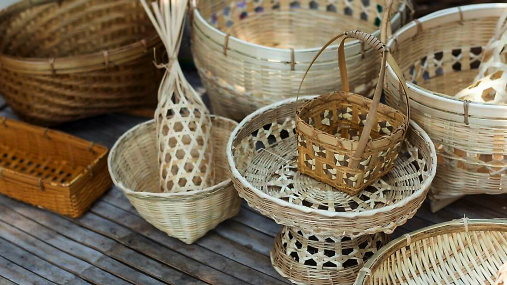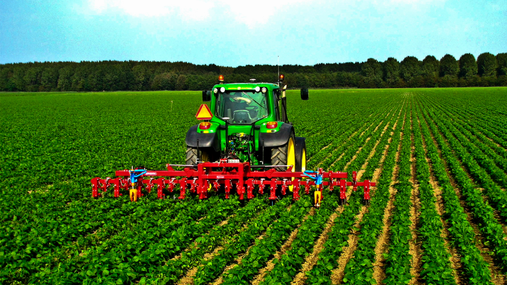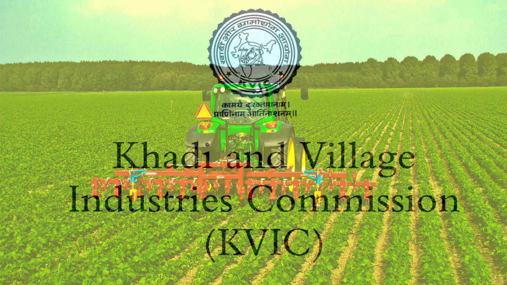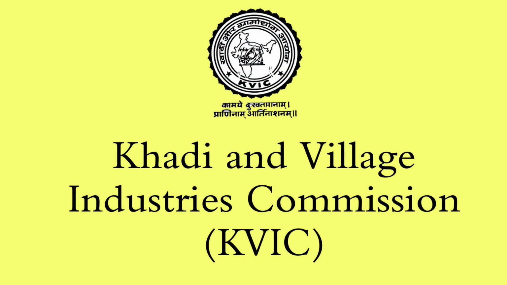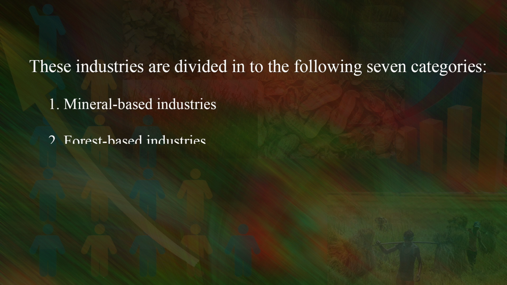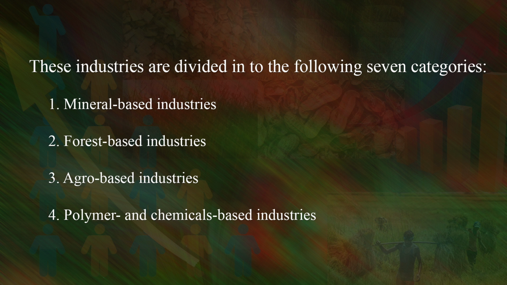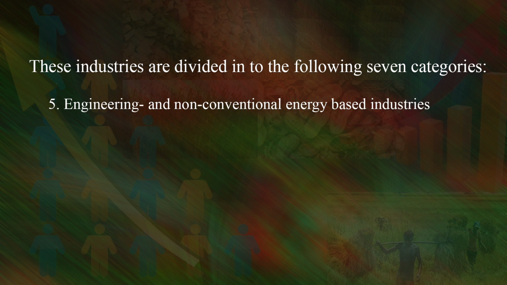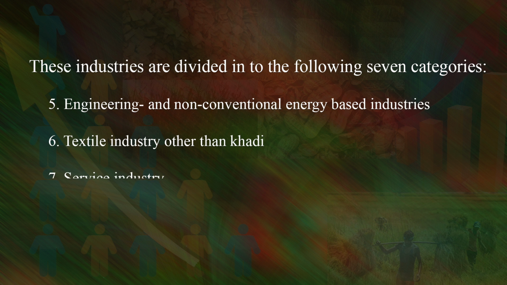In India, cottage and village industries have been an important occupation of landless and other people in villages for ages. As a matter of fact, agriculture and rural industries are complementary to each other. The Khadi and Village Industries Commission has identified 95 village industries for government support. These industries are divided into the following 7 categories: the first one, mineral-based industry; second, forest-based industry; third, agro-based industry; fourth, polymer and chemical-based industries; fifth, engineering and non-conventional energy-based industries; sixth, textile industry other than khadi; seventh, service industry.